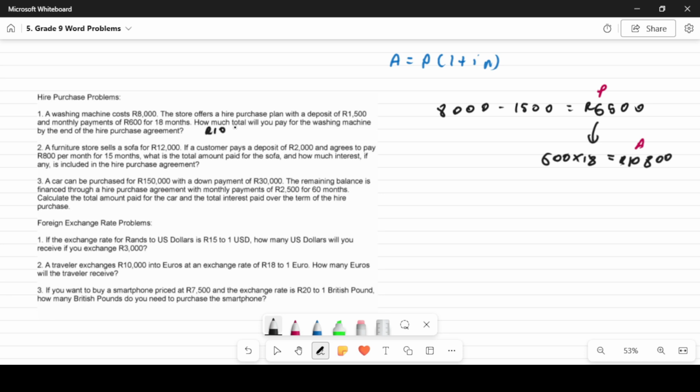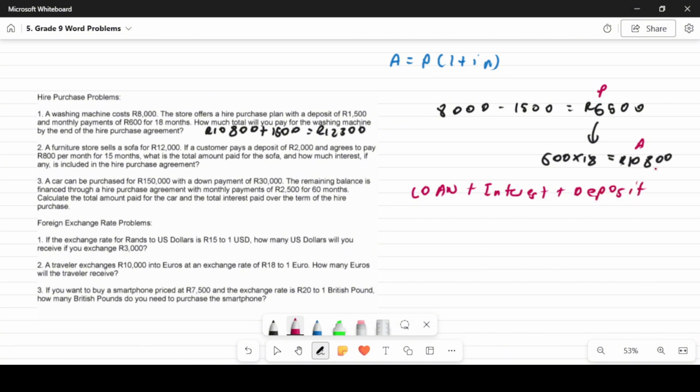It'll be 10,800 plus 1,500. Many students forget that part. So it'll be 10,800 plus 1,500, which will actually be 12,300, because you put this money in. Although you took a loan on this amount, on a hire purchase agreement the total that you'll pay is the loan amount plus your interest plus your deposit. Very important. This deposit is very important.